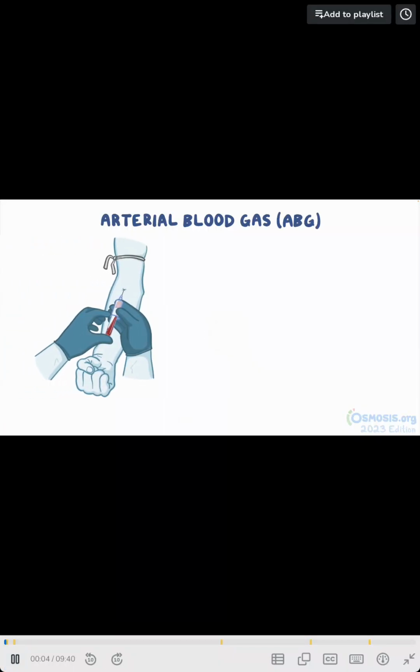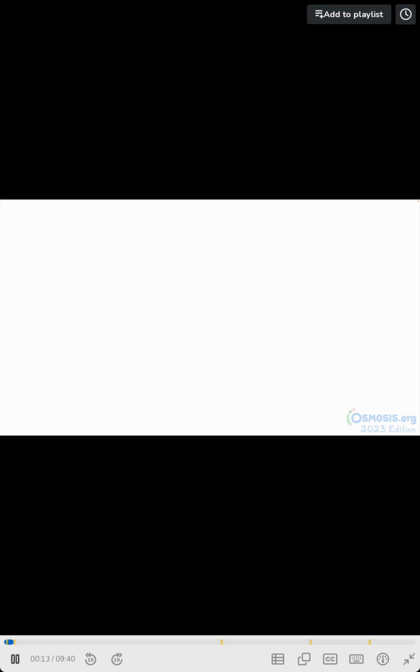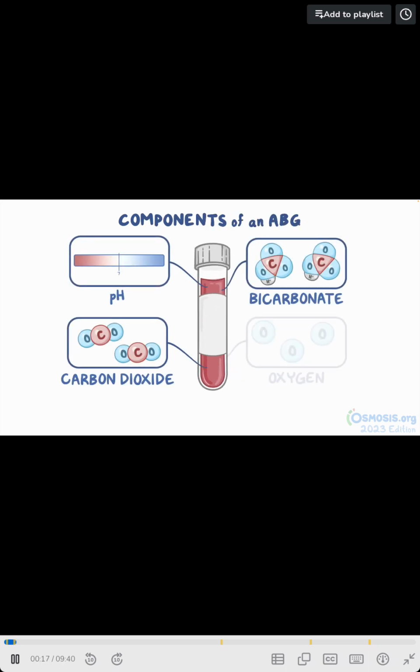Gas, or ABG for short, is a test used to measure the acid base components and pressures of gases in the arterial blood. Now, the components of an ABG are pH, bicarbonate, carbon dioxide, and oxygen.